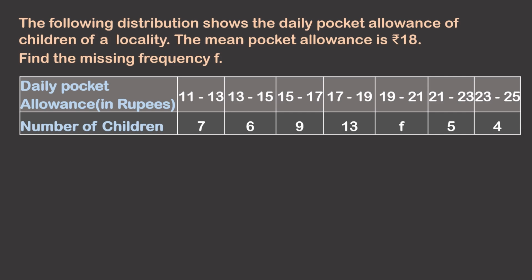Daily pocket allowance is 19 to 21. Number of children is F. Daily pocket allowance is 21 to 23. Number of children is 5. Daily pocket allowance is 23 to 25. Number of children is 4.